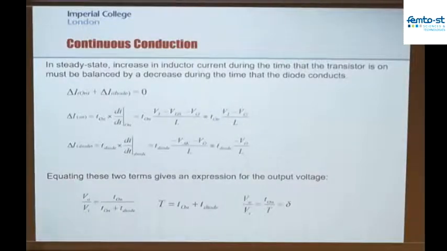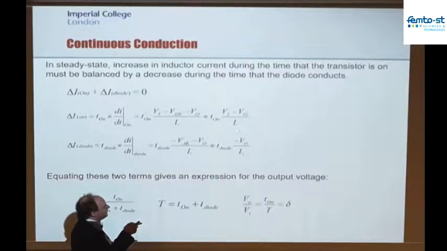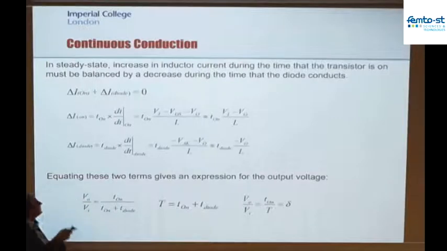So we can do this quite simply with some very basic electrical engineering knowledge as to what is delta I in the on state. Well, it's just the on time multiplied by the rate of change of current in the inductor. So the on time is just T on, and the rate of change of current in the inductor is just the voltage across the inductor, in this case V in minus V out, divided by the inductance. So we've got a total delta I in the on state of T on times V in minus V out over L.